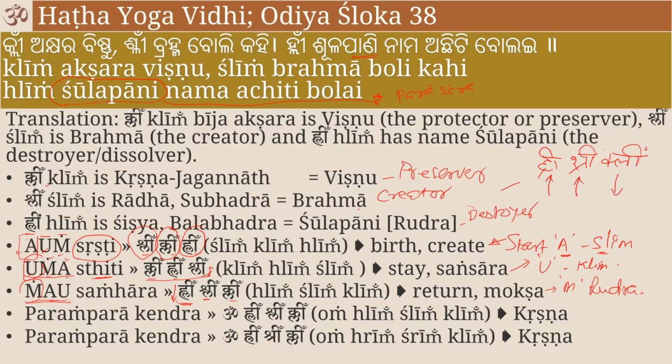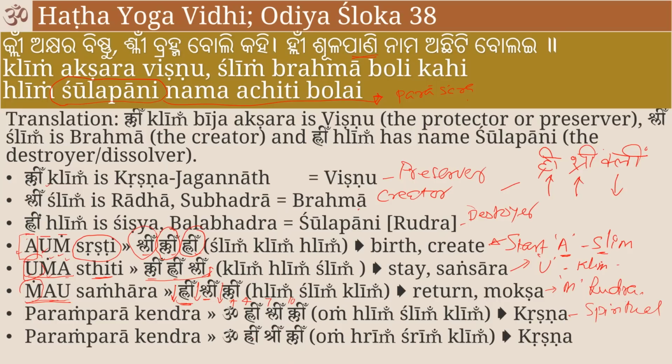Here, all three are coming down as bijas, all three in one direction. So, Parampara Kendras. The Parampara Kendras are Om, Hrim, Shrim, Klim. These are the four Kendras. So first house, fourth house, seventh house, and tenth house are Om, Hrim, Shrim, Klim. That is also Krishna, but this is the spiritual.